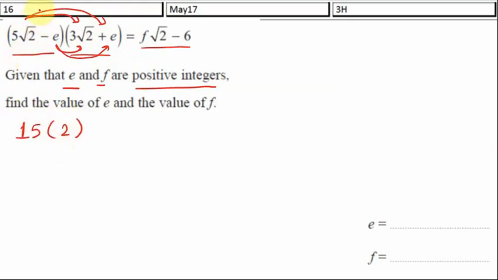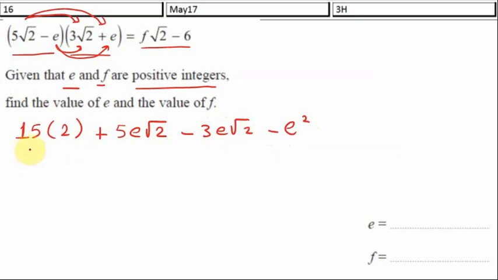Then 5 root of 2 times e, positive times positive, positive. So it will be 5e root of 2. Then the second term with the first, so negative times positive, negative. e times 3 root of 2, it will be 3e root of 2. Then negative e times positive e, this will give me negative e squared.